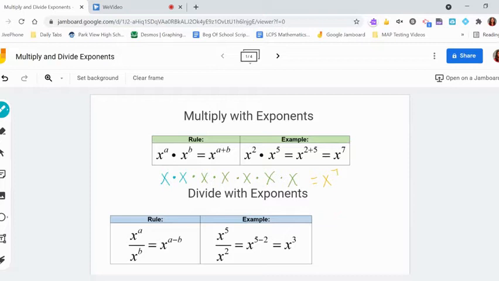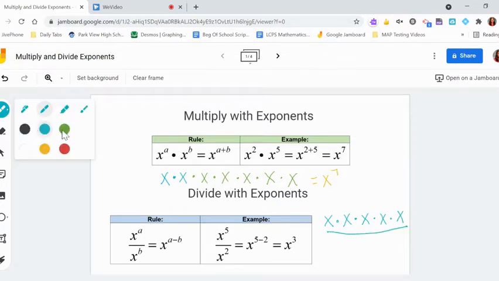So if we kind of write that out, 5 x's on the top. 1, 2, 3, 4, 5. I'm going to divide that by 2 x's in the bottom. Okay, and I'm going to go ahead and start canceling. We can cancel when they match. So x over x cancels, x over x cancels, and look at that. We're left with 3 x's. That's my x to the third.